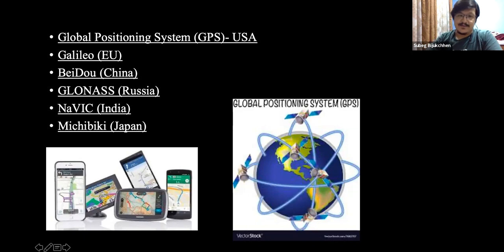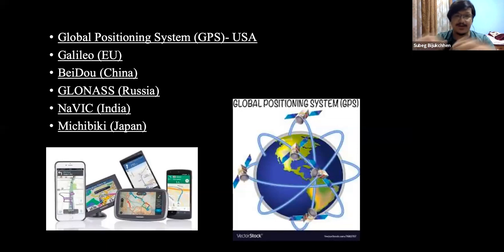Okay, so GPS, Global Positioning System, was later commissioned for use by the general public by the United States. It was military equipment first, and then it was given back to the civilians. And then after that, the EU also had the Galileo positioning system, and then BeiDou in China. And GLONASS is Russian, NavIC is Indian, and Michibiki is Japanese. So there are many of those.